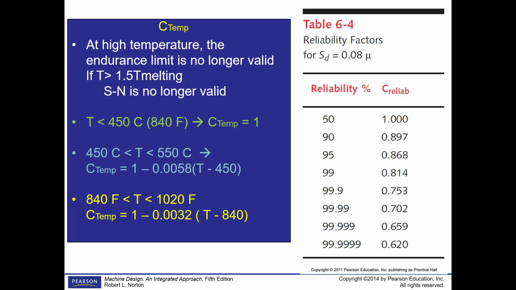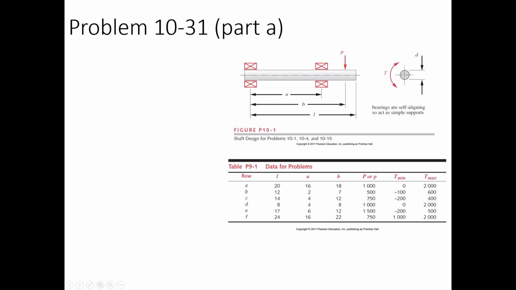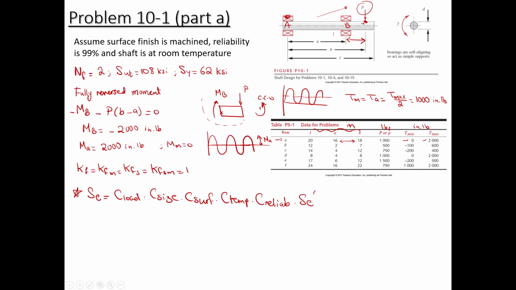And then we have room temperature, so it's less than 450 or 840 Fahrenheit, so C temperature will be 1, and we're using 99% reliability, so we'll pick this value for the reliability correction factors. So let's take all these factors, plug them here. The only one that's not a pure number is this, it's 0.869. So we're assuming, and we have to double check also for the diameter once we're done, that it's between 0.3 and 10 inches, otherwise I can't use this form.